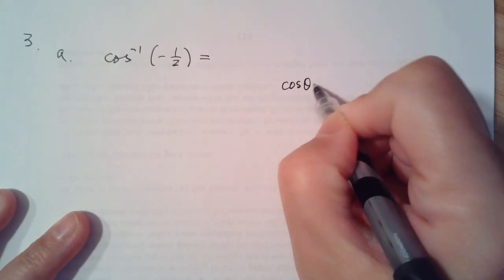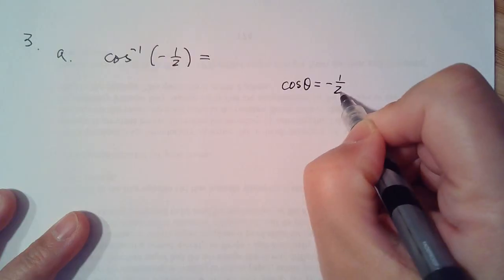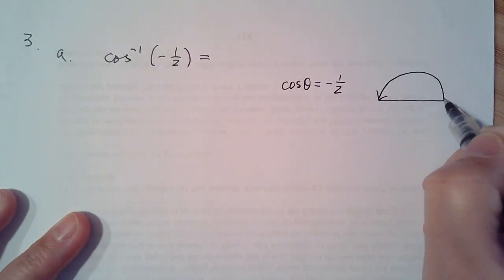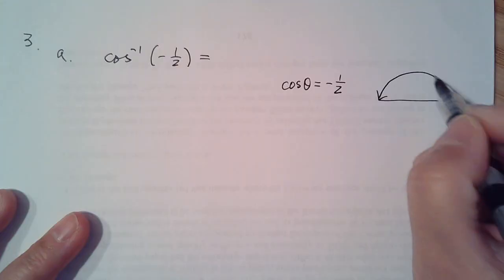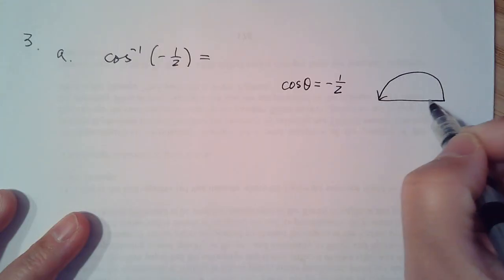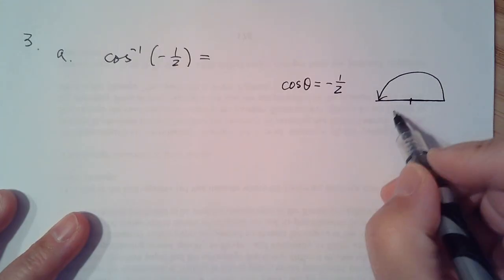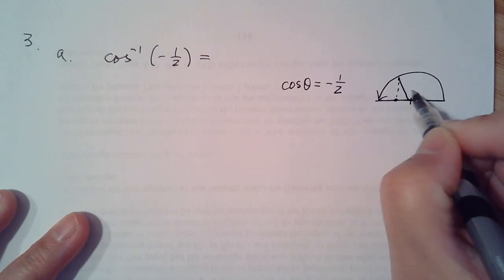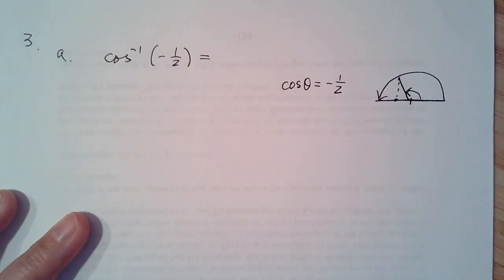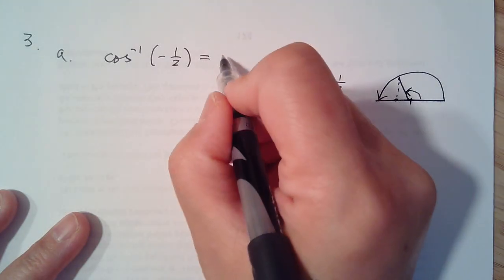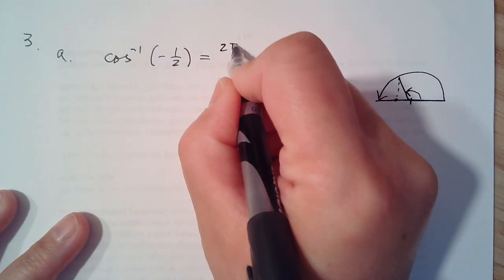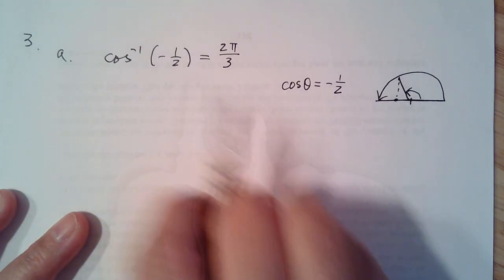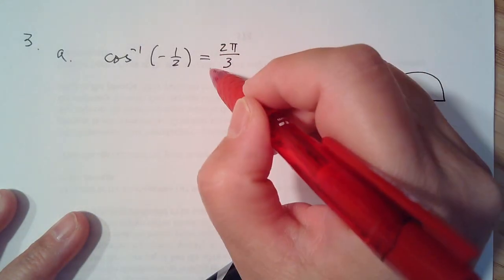Therefore, cosine theta should be negative 1/2. And for cosine the angle should start from 0 to pi, and the value goes from positive 1 to negative 1. And when it's negative 1/2, it's right here. So this is my angle, which is 120 degrees, or 2 pi over 3. Okay. You can also tell me that is 180 degrees. That is totally fine.